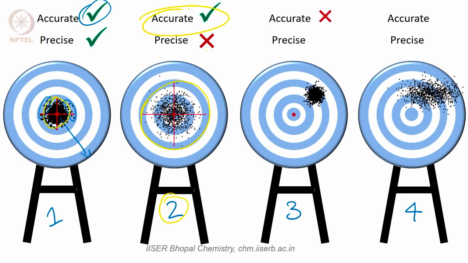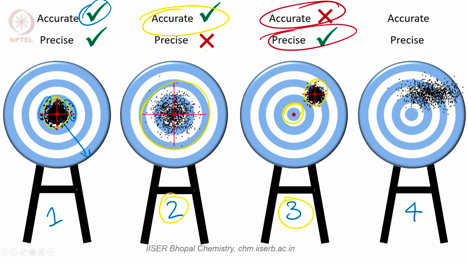So now let us go to the next example, where the true value is in the center of the board, that is archer 3, but the average works out somewhere away from the center. But if you are able to see, the standard deviation is much smaller than that of the second archer. So this is a case where you have poor accuracy but very good precision.